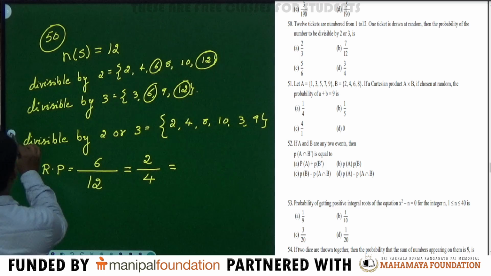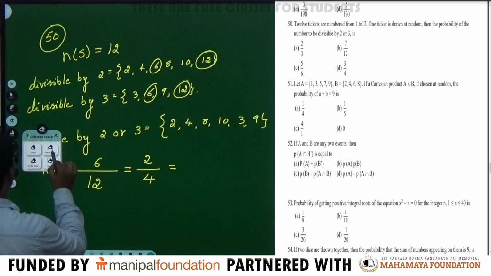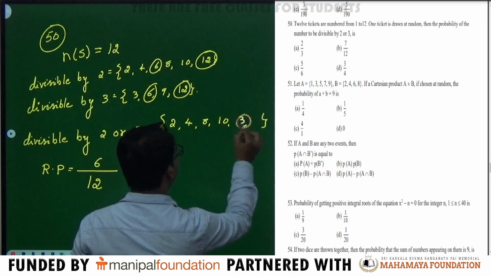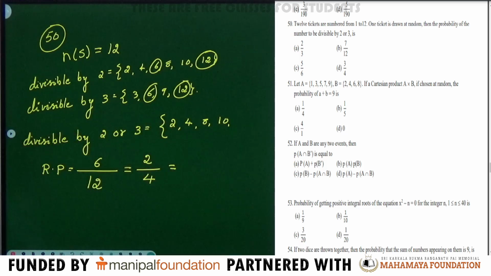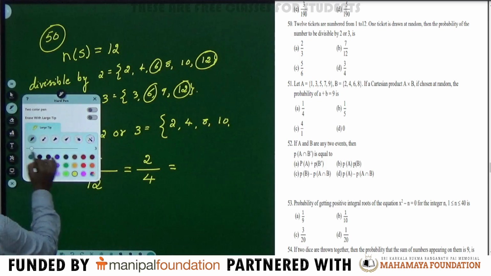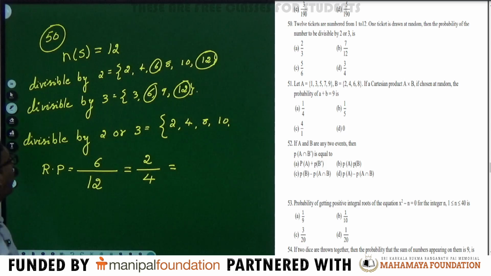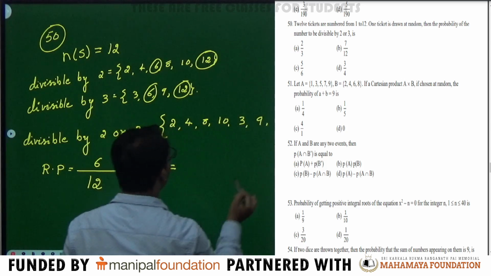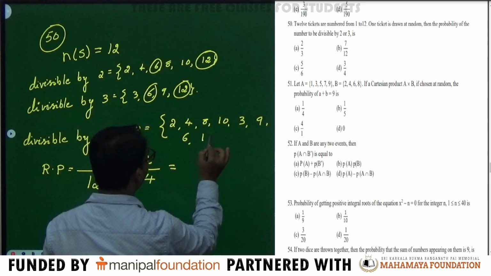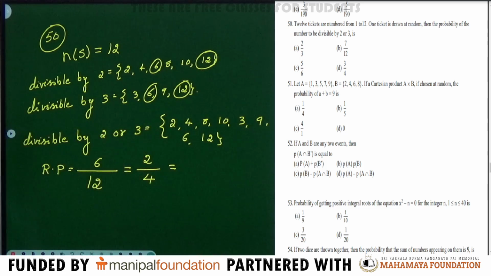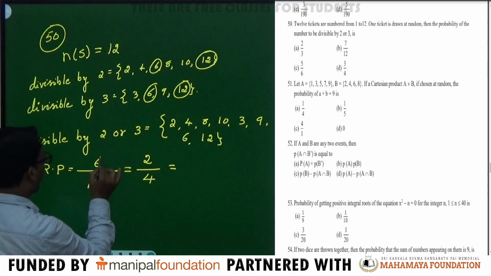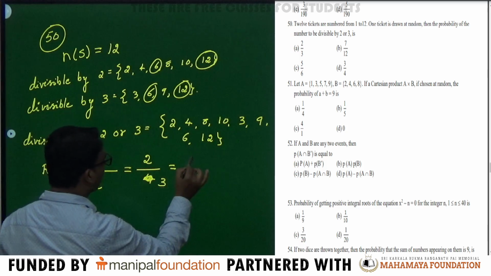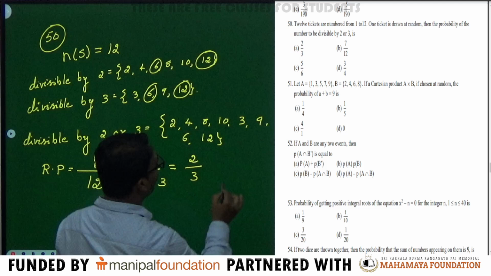See here, in this question, for the numbers divisible by 2 or 3 you have to apply set theory. We use the concept n of A plus n of B minus n of A intersection B. So, from the total you have to count the common elements only one time. So we get 2, 4, 8, 10, 3, 9 and take the common elements 6, 12 only once. Therefore, the number of elements divisible by 2 or 3 is equal to 8 out of 12. 4 2s are 8, 4 3s are 12. So, the answer is 2 by 3. The correct answer is option A.